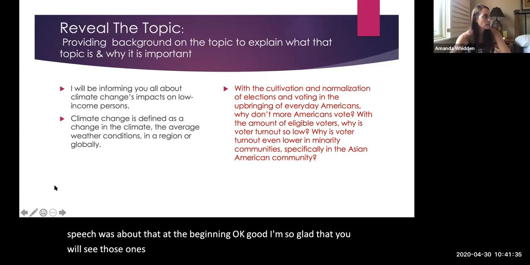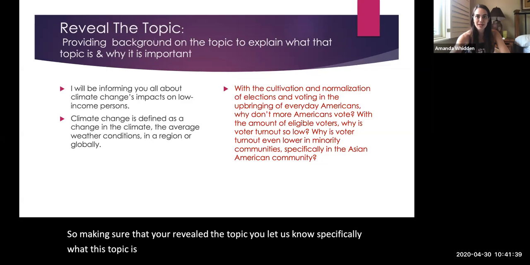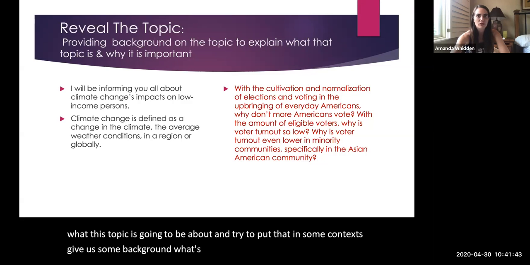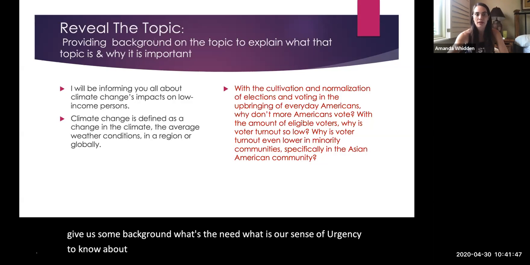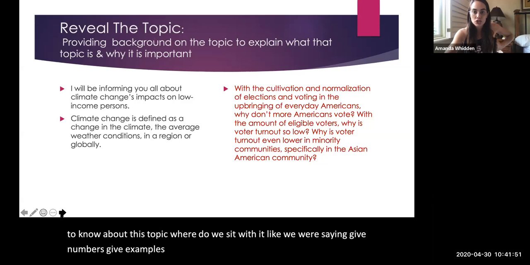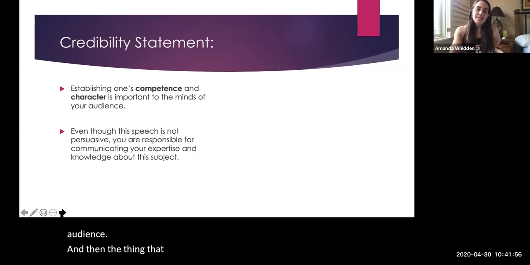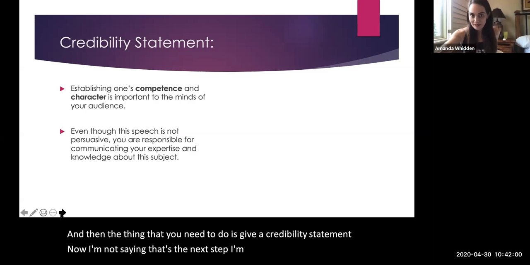So make sure that you reveal the topic, you let us know specifically what this topic is going to be about, and try to put that in some context, give us some background. What's the need? What is our sense of urgency to know about this topic? Where do we sit with it? Like we were saying, give numbers, give examples, give stories, talk about it in relation to your audience. And then the thing that you need to do is give a credibility statement. Now, I'm not saying that that's the next step. I'm simply saying that needs to be a part of the introduction.